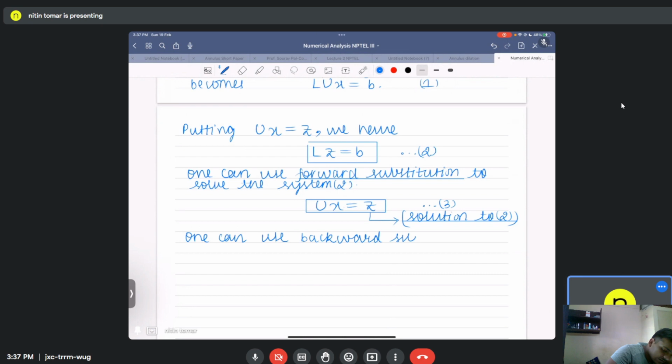So what do you think? If you can write A as a product of a lower and an upper triangular matrix, life is easier, right? Yes, sir. So this is precisely what is called LU factorization. So we see one example and then we'll see, okay, it is not always possible to have the LU factorization possible.